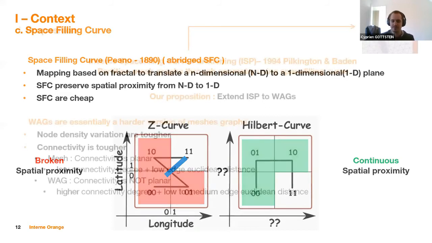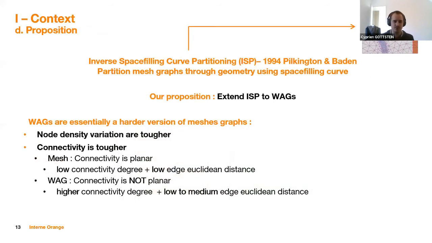Now, ISP. ISP was proposed in 1994 by Pilkington and Baden, and their goal was to partition mesh graphs through geometry using a space filling curve. Our proposition is to extend the ISP context to wide area graphs. WAGs are essentially a harder version of mesh graphs, with a node density variation that is tougher to handle, and also a tougher connectivity, as in a mesh graph the connectivity is planar, leading to low connectivity degree and a low edge Euclidean distance. Whereas in a WAG, connectivity is not planar, meaning that you have a higher connectivity degree potential and also low to medium edge Euclidean distance.